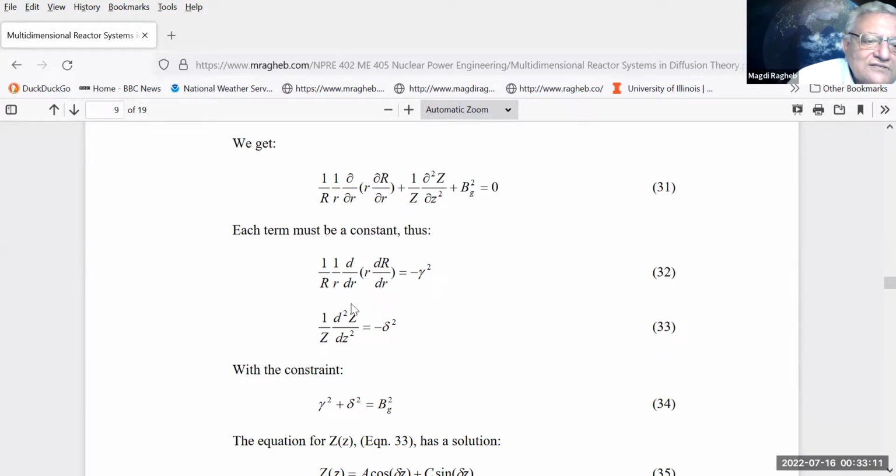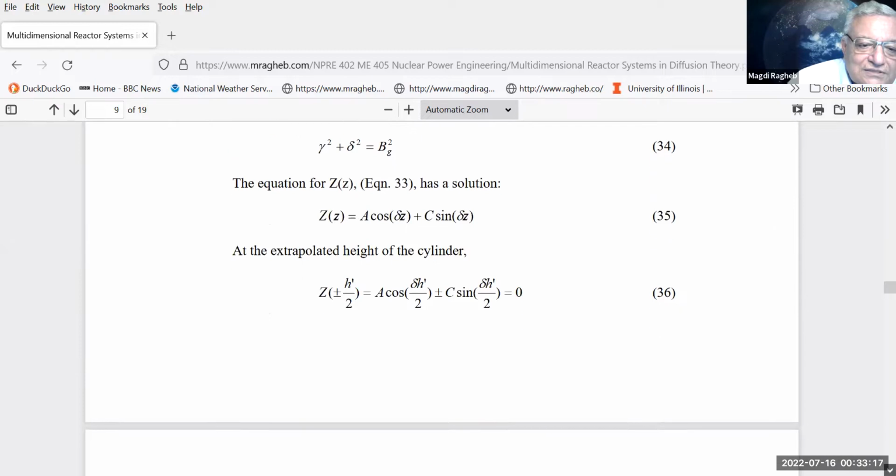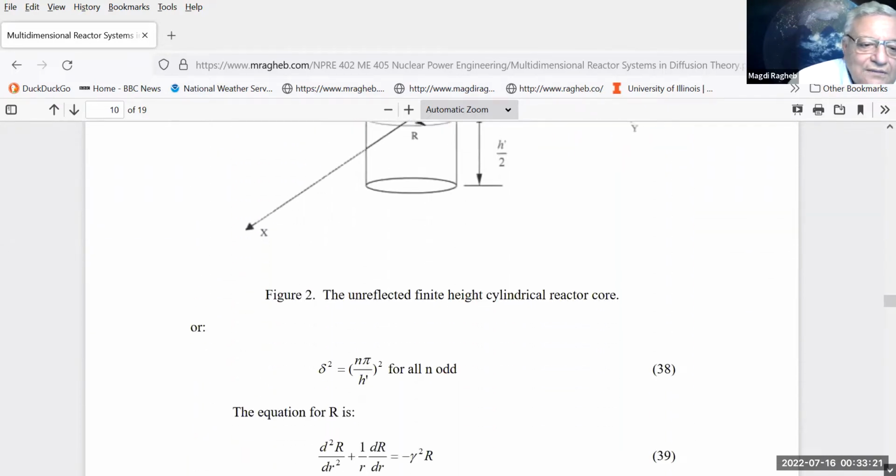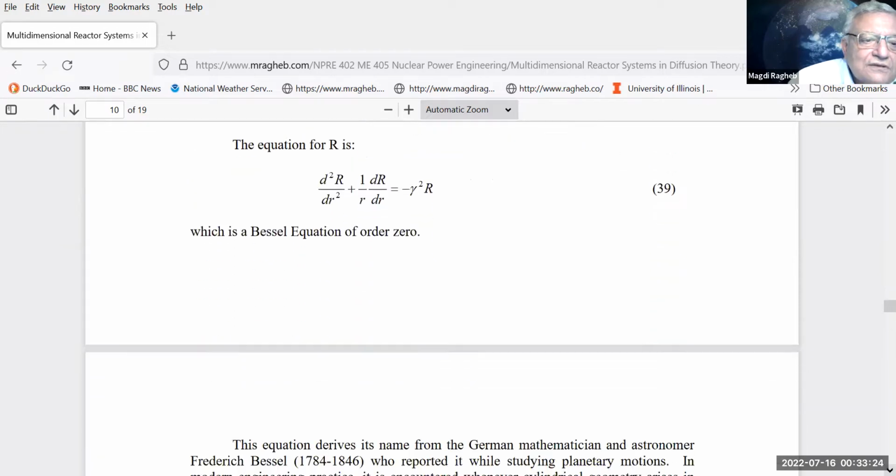Now, when we consider that equation, we run into a unique situation, because that equation is designated as a Bessel function. When you get that shape and simplify it a little bit, it becomes d squared R by dr squared plus 1 over r dR by dr minus the constant gamma squared R. This equation is called a Bessel equation of order 0.